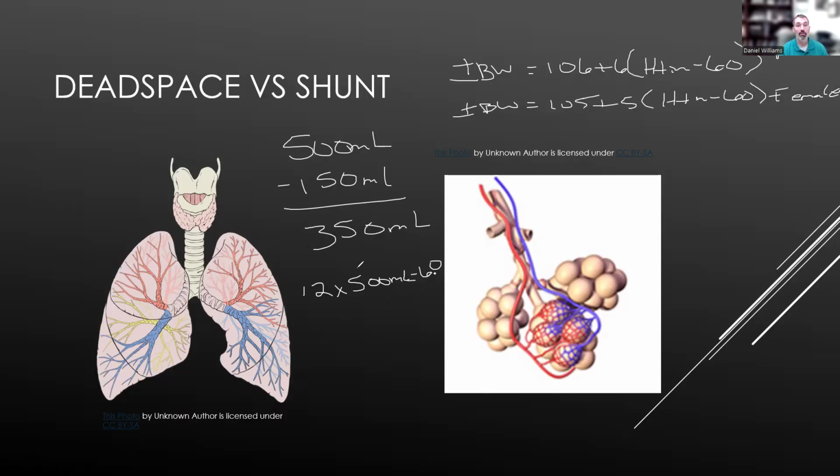But now if you're looking at the alveolar ventilation, you're still going to take that same respiratory rate, and now you've knocked the volume down to 350, or 12 times 350, however you prefer to do the math, and then you're going to get an answer that's less than 6.0. So I'll do that real quick on my calculator. 12 times 350 is 4,200. So our alveolar minute ventilation is 4.2 liters per minute.